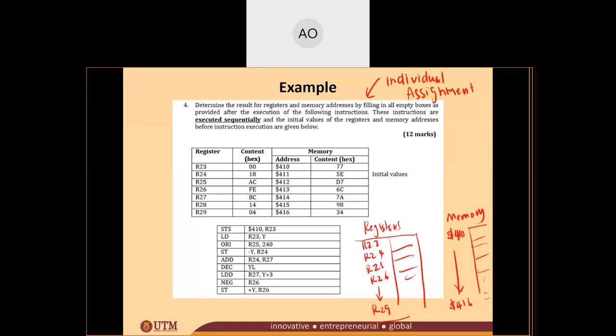Any question for the direct, indirect, and register addressing modes? Any questions? Okay, if no question, I think we'll stop here. We'll continue next week.